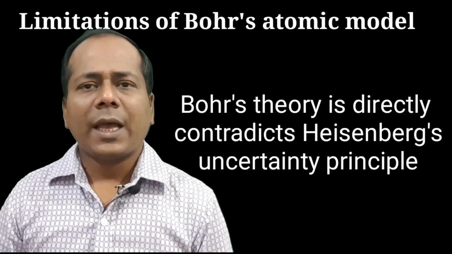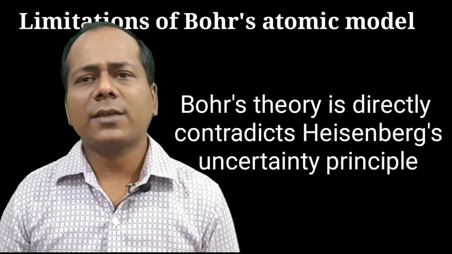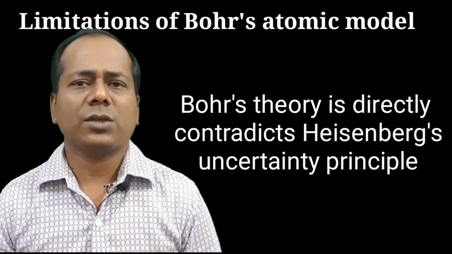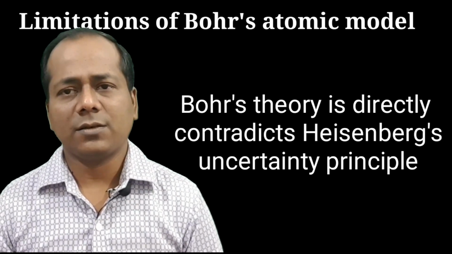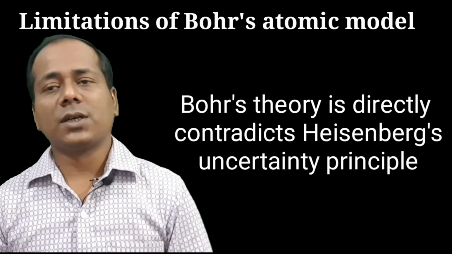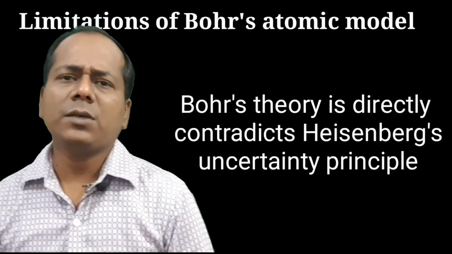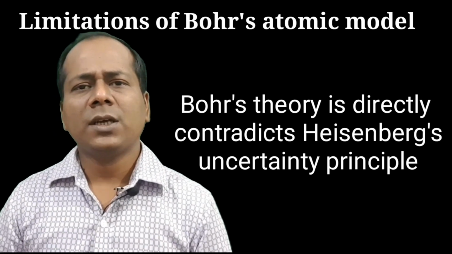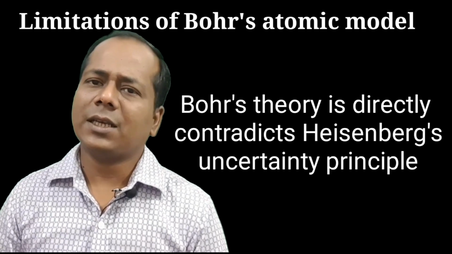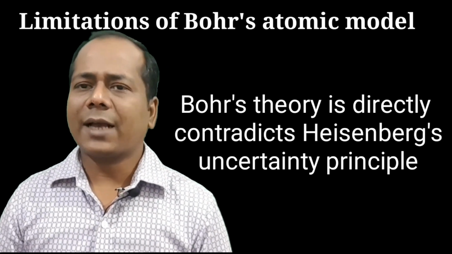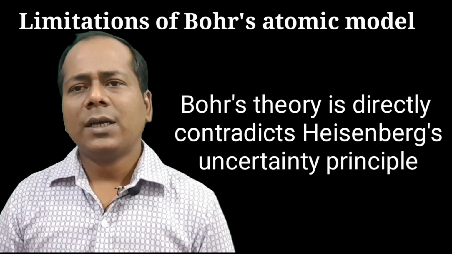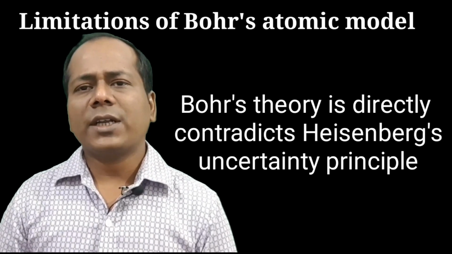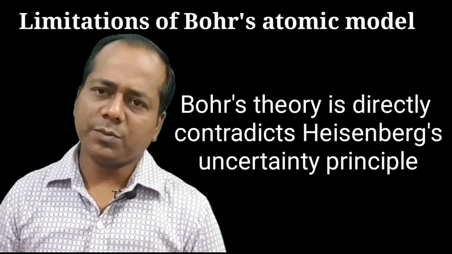Limitation number 5: according to Bohr's atomic model, an electron moves around the nucleus along a fixed circular path with a definite velocity. But according to Heisenberg's uncertainty principle, it is impossible to measure simultaneously both the position and velocity of a subatomic particle like an electron with absolute accuracy at a particular instant. Thus, Bohr's theory directly contradicts Heisenberg's uncertainty principle.